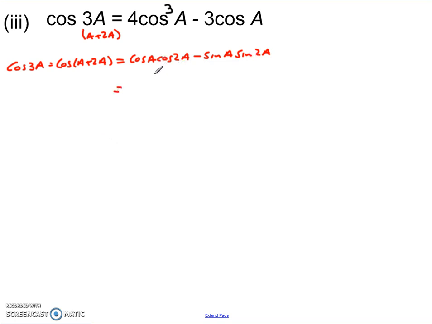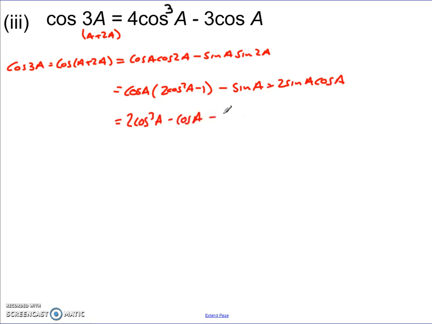Now, we've said before about which version we use. This one I'm going to stick with the 2 cos squared minus 1, because I want to get to a cos cubed. That will help me get that power. So I'd have cos a bracket 2 cos squared a minus 1, take away sine a, and I can use the sine 2a version for this, times 2 sine a cos a. So now I've got that, I can start to expand it. So I can multiply this bracket out, and I get 2 cos cubed a minus cos a, and then simplify this bit, and I get minus 2 sine squared a cos a.